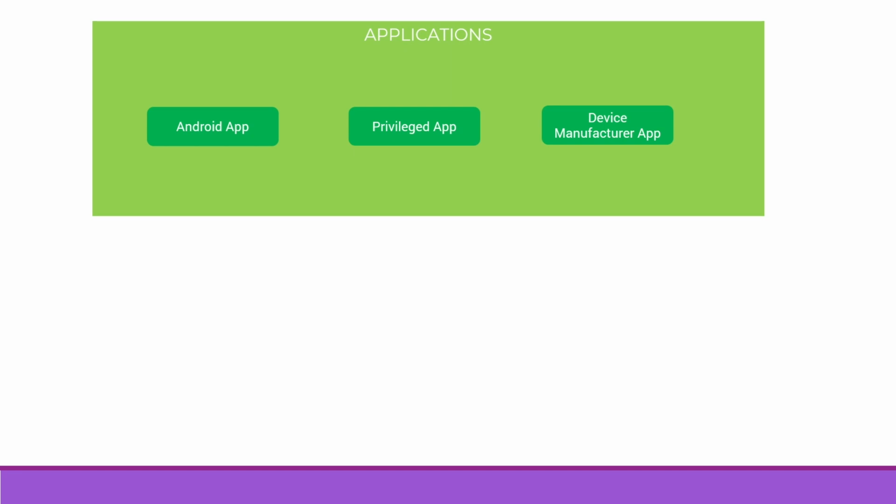Privileged app. Privileged apps are created using a combination of Android and system APIs. They are pre-installed on a device and have access to more system level features compared to standard Android apps. Device manufacturer app. These apps are developed using a combination of Android APIs, system APIs, and direct access to the framework implementation. They are pre-installed on the device and are often responsible for providing core functionality to a specific device. Typically, they can be updated when the device's system software is updated.